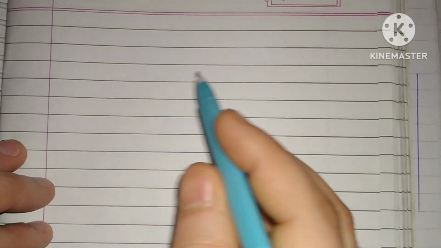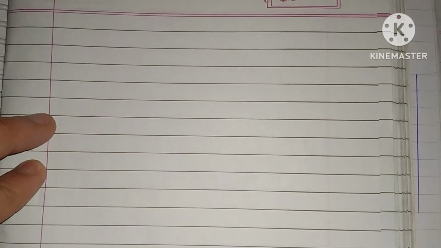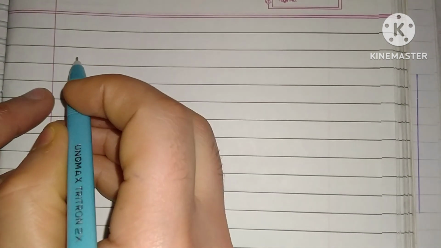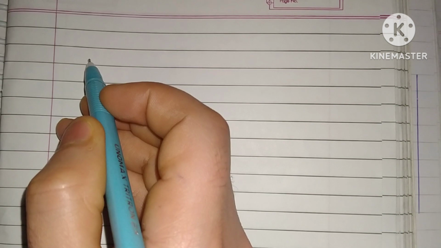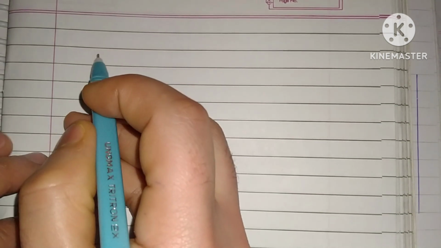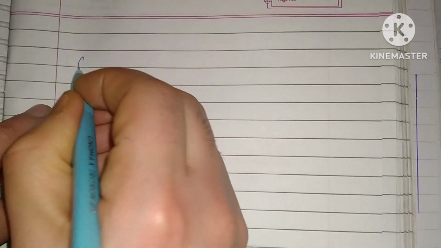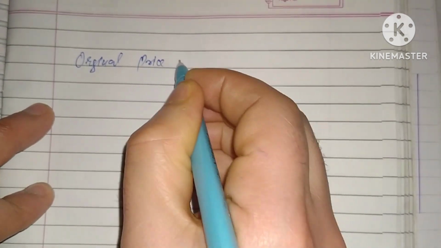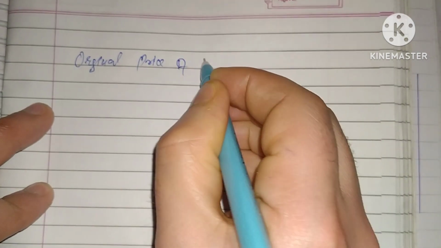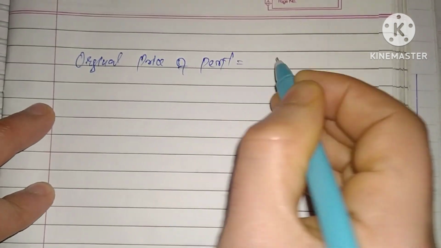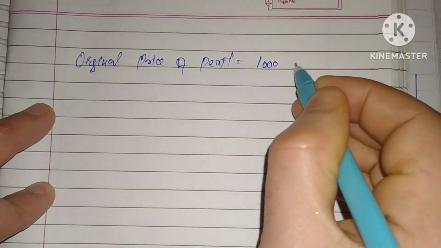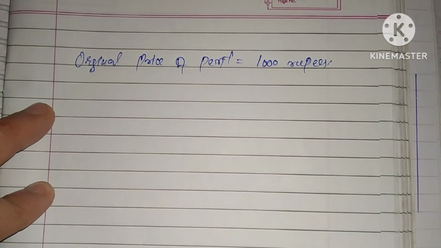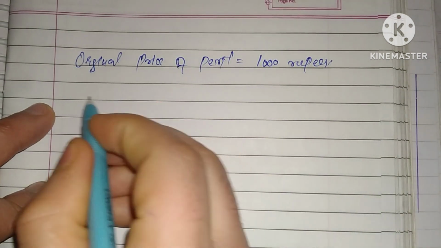Again, let's take an example. Let's make it clear with the example. Suppose you go to the shopping mall and you buy a pant or shirt. If the original price of the pant is 1000 rupees and the shopkeeper says there is a 20% discount.